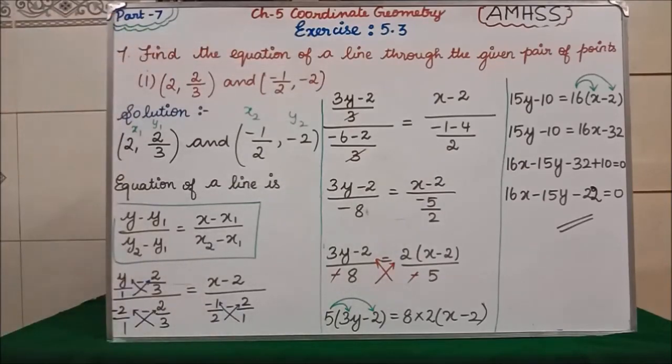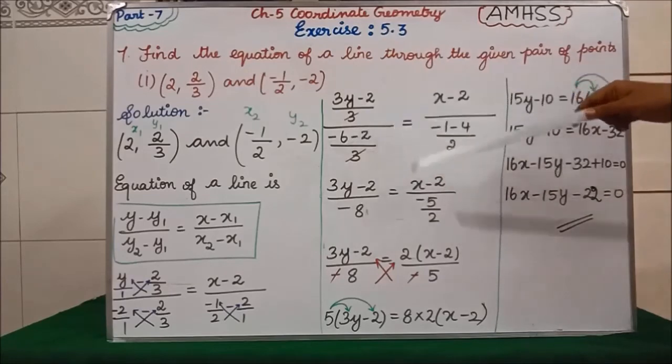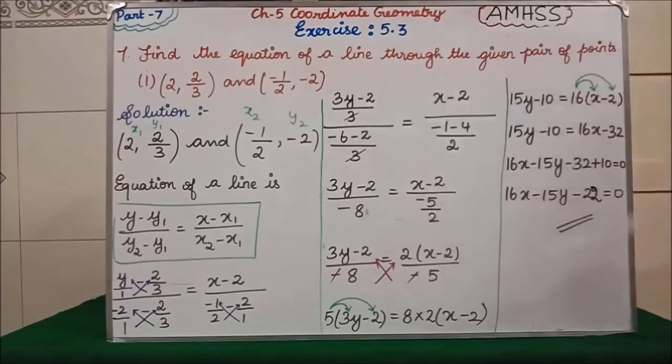Clear all of you? Now the next step, if you see this left hand side we are having both the denominator as minus 3. So we can cancel this divided by 3 and divided by 3. Clear? Now 3y minus 2 divided by minus 6 minus 3 is minus 8 equal to x minus 2 divided by minus 1 minus 4 is minus 5 by 2.